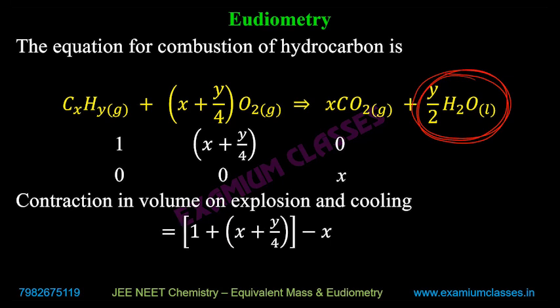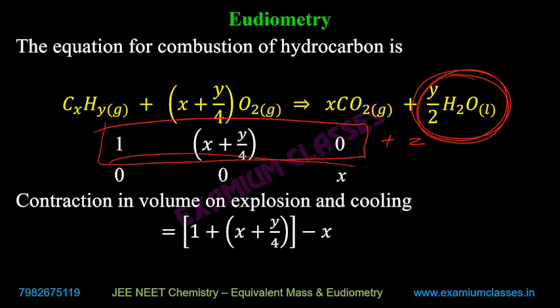So it will not contribute to any volume. So contraction in volume will be, what is the initial volume? And initial volume is this much. If oxygen is there, you can add oxygen also. Say oxygen is Z, add here, and minus whatever is after. Here also you will add Z because after that also unused oxygen will be there. So in that case, plus Z minus Z will get cancelled. You will get the same thing.